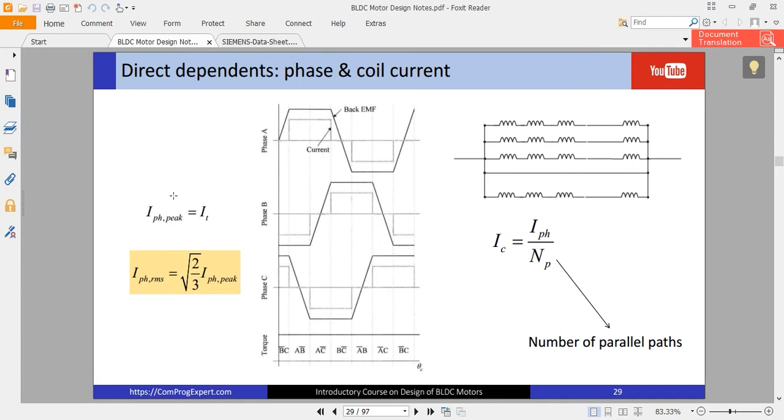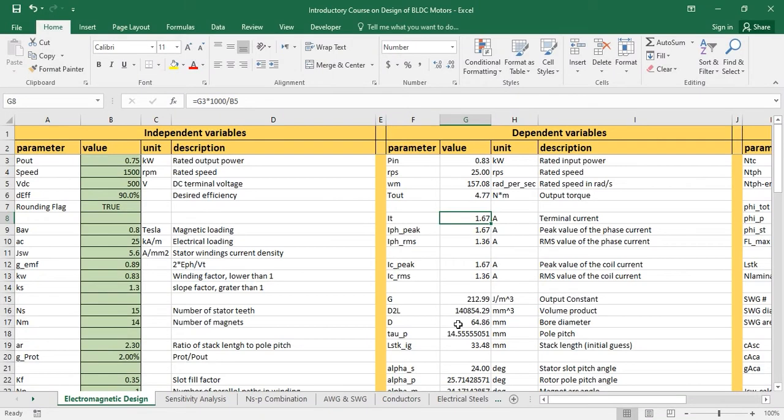Peak value of phase current is equal to peak value of terminal current. Actually, in the case of an ideal BLDC motor, terminal current is equal to its average. Okay, its waveform: we don't have any ripple in this current, it is a DC current. But if we consider the ripple in the current of the supply, so this is the average value.